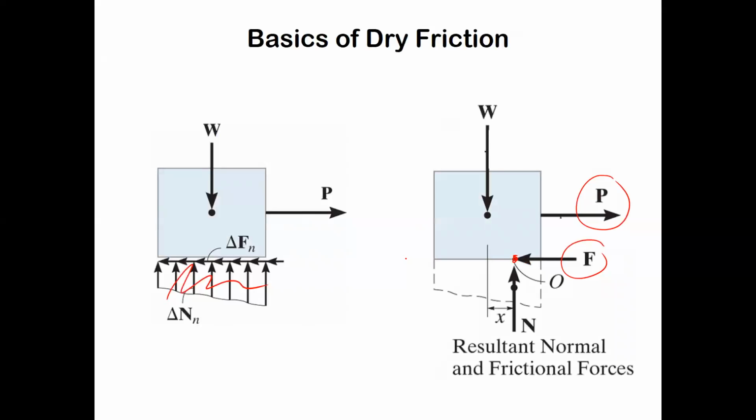And so you have a force P that you're pulling on the box with. The friction force can be reduced to a single F. The distributed normal load can be turned into a single normal force operating at some point O, and that slides in order to keep the moments from making the box tip.